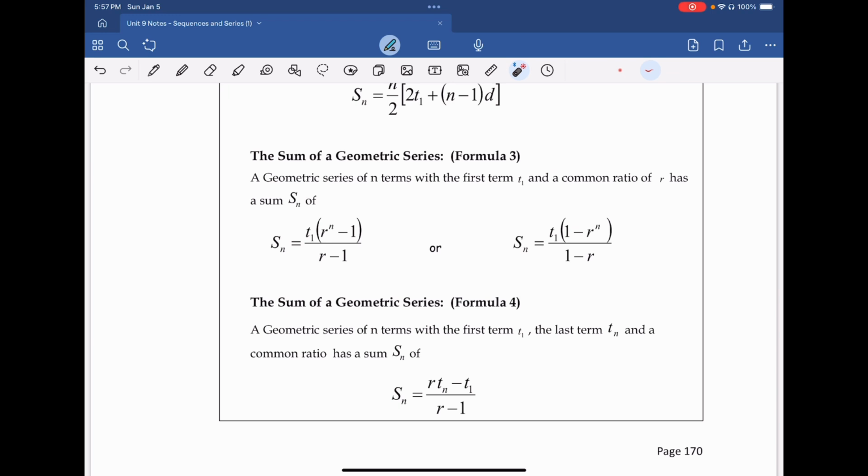So again, these are all in your formula sheet. We can rely on pulling them from there. You don't have to come in memorizing these things. Just know where to apply and when.